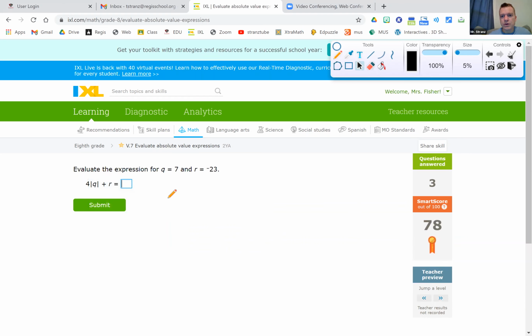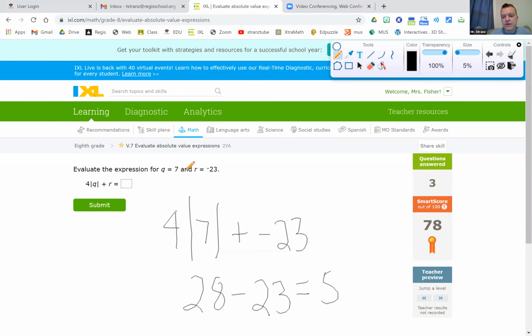Okay, so for instance, let's look at one more. All right, so this is 4 times Q. Q is telling me that it's 7. This is not a hard one at all, but still, okay, 4 times 7 plus R is -23. Okay, so 4 times 7, that's going to be 28. The -23 does not have absolute values, so we just leave it. Really, it's 28 minus 23. Okay, which is going to be 5.